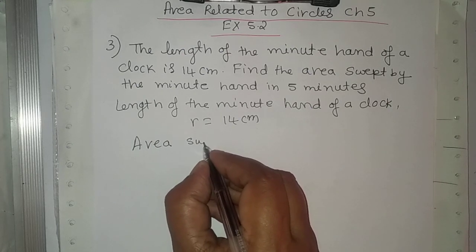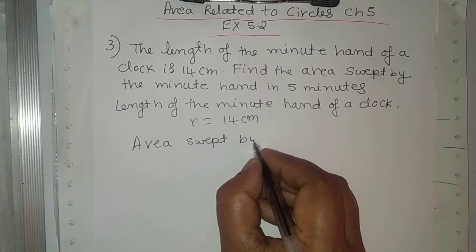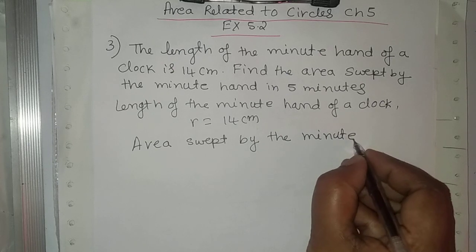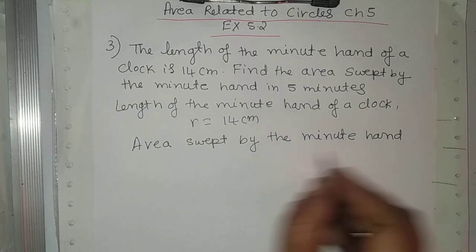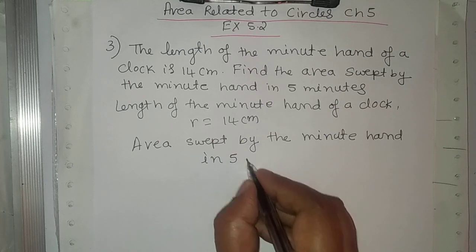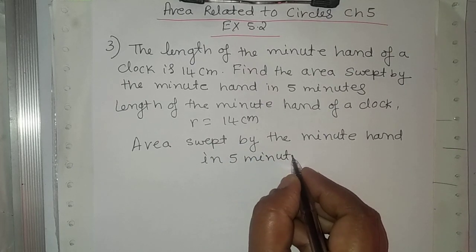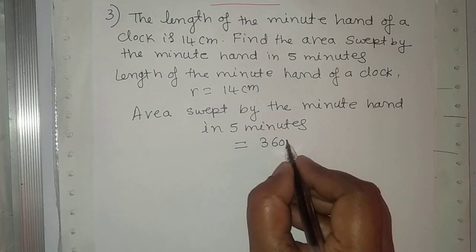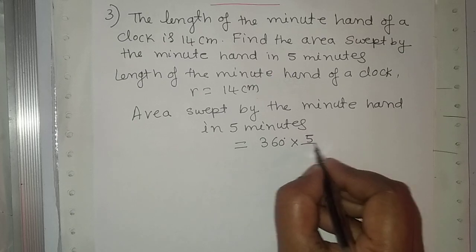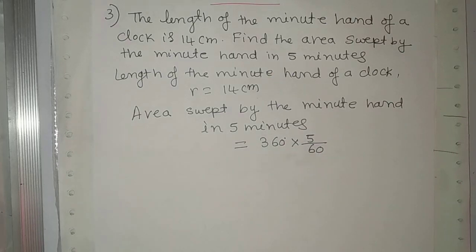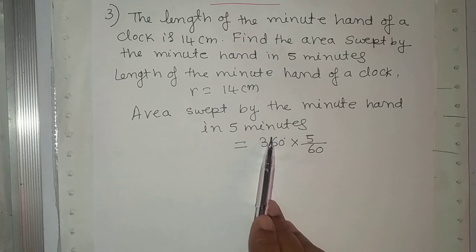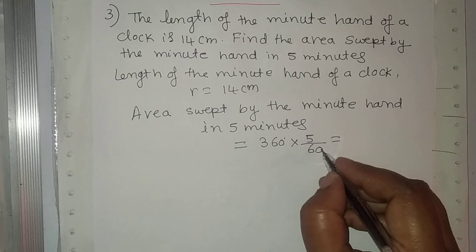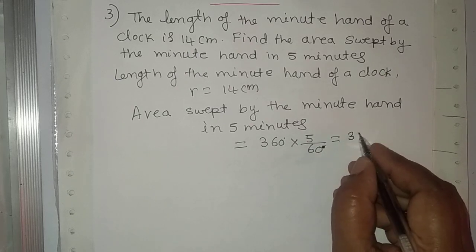Area swept by the minute hand in 5 minutes is equal to 360 into 5 by 60. So we have to calculate like this. Therefore we are getting 30 degrees.